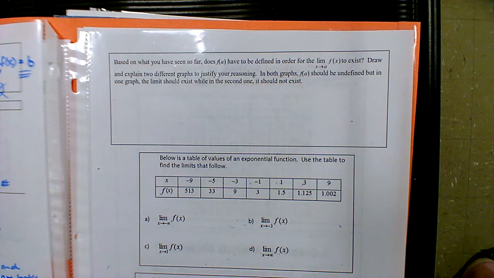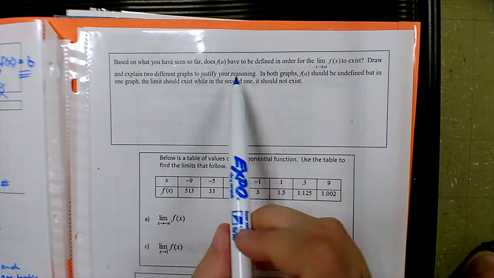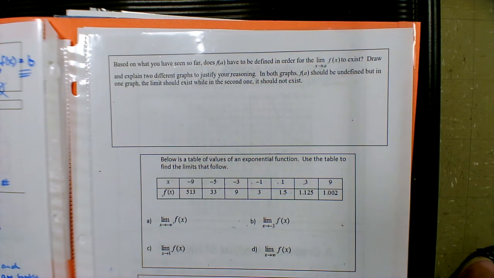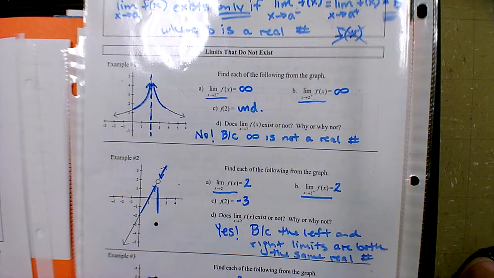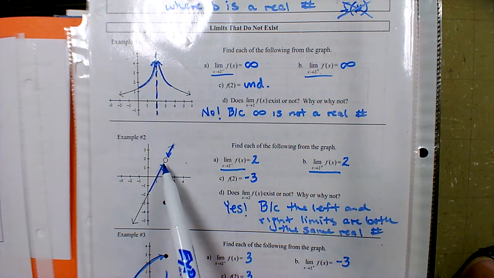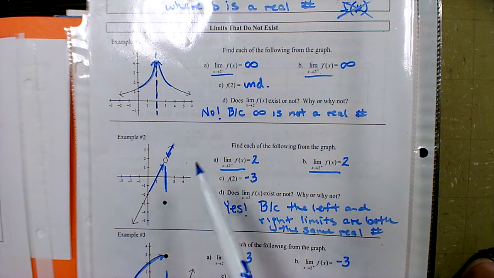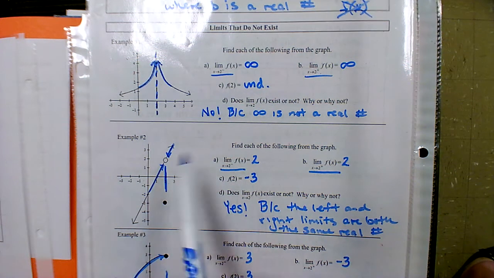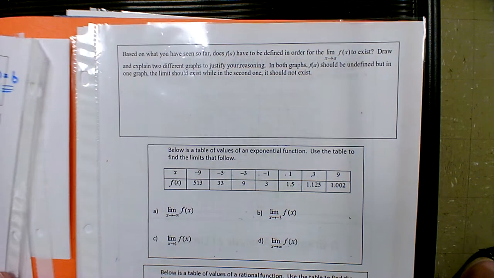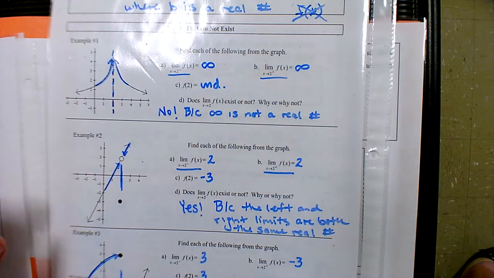Okay, so based on what we've seen so far, does f of a have to be defined in order for a limit to exist? Does the point actually have to be there in order for you to approach something? Brady, why are you shaking your head? That's good. Because there was a hole in the last one and the limit existed. Exactly. If you look on the last page, notice how the limit existed, right? We said yes, but that point was not defined there. It's defined somewhere else. So the point value does not necessarily have to exist. But doesn't the point value still exist? It's just in a different location.